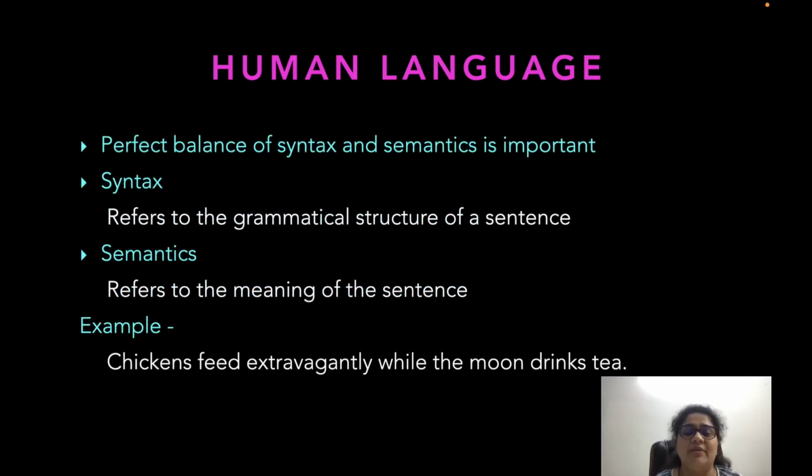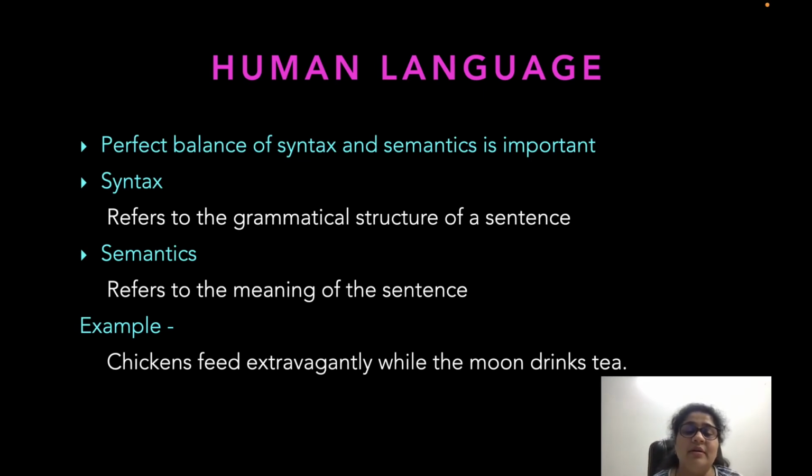Again, talking about human language. When we talk about human language, the statements and sentences have to be a perfect balance of syntax and semantics. Both are important. Before discussing it more, we'll talk about syntax. What is syntax? You all know, right? It refers to the grammatical structure of a sentence. Grammatically, my sentence has to be correct. If it is a past tense sentence, it should be using past tense verbs and all those rules. If it is a present tense statement, it should be using present tense rules and so on.